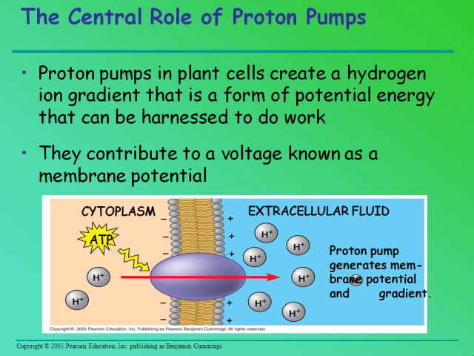Okay, we talked about proton pumps a little bit in Bio-101, but proton pumps in plant cells create a hydrogen ion gradient. Okay, so active transport, ATP needed to pump these hydrogen ions out. So create a hydrogen ion gradient that is a form of potential energy and can be harnessed to do work. So this voltage is known as membrane potential. So negative and then positive over here.